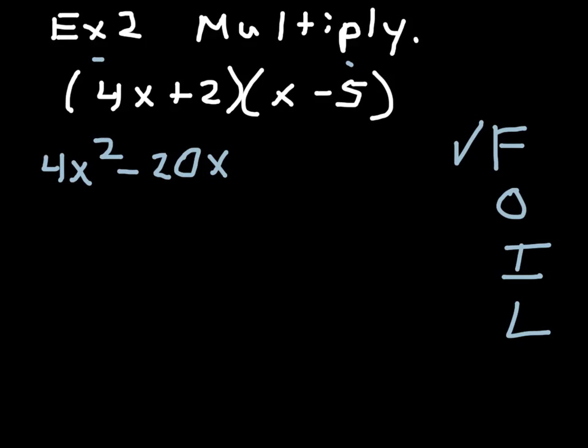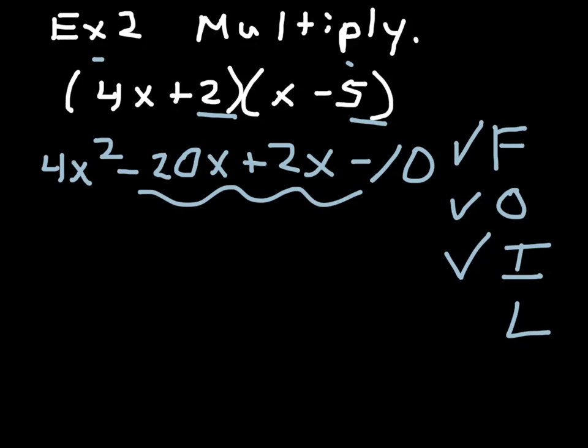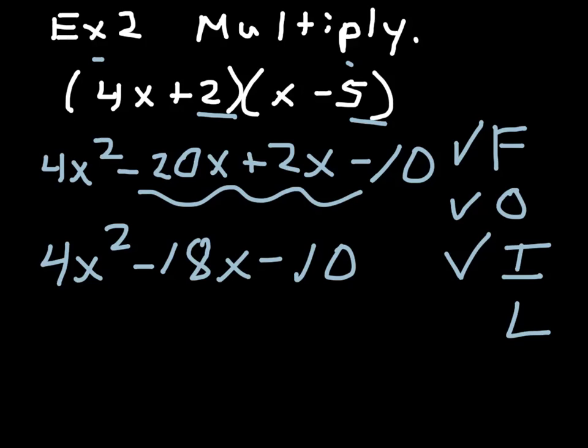Now I'm going to multiply the very innermost terms, which would be the positive 2 and the positive x, which is a positive 2x. And then multiply the last term in each. Positive 2 times a negative 5, negative 10. Now simplify. So you have 4x squared minus 18x minus 10. And I've written it in descending order. So as you get used to this, these problems really don't take too long.